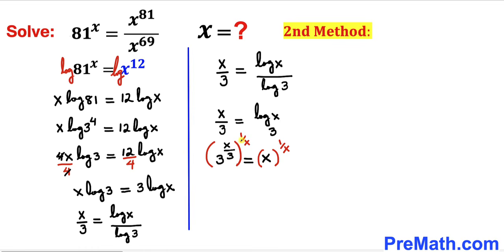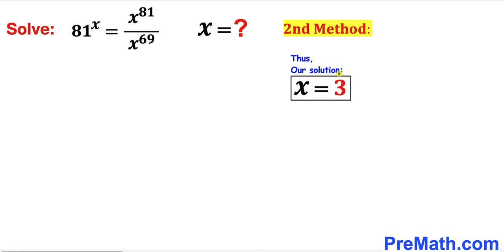So therefore by the power rule of exponents, the left hand side is going to be simply 3 to the power 1 divided by 3 is going to be equal to x to the power 1 divided by x. And here we conclude that our x value has got to be 3. So thus we got our solution x equal to 3 by using the second method as well.